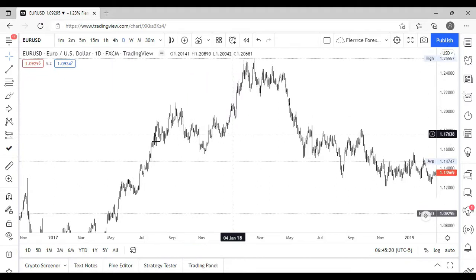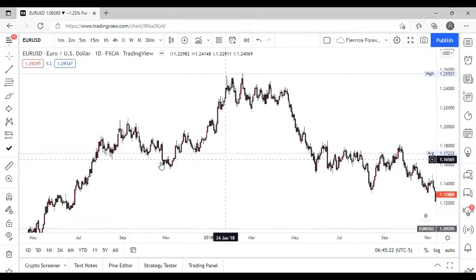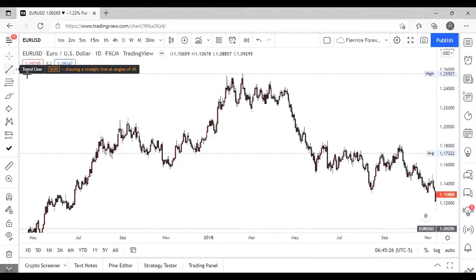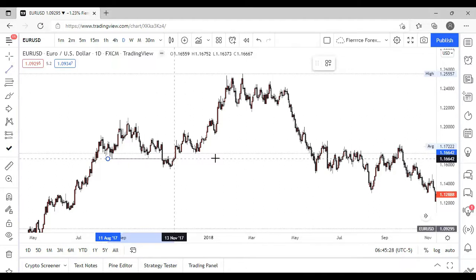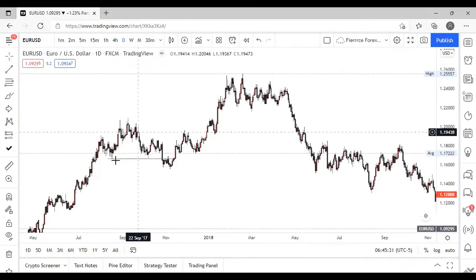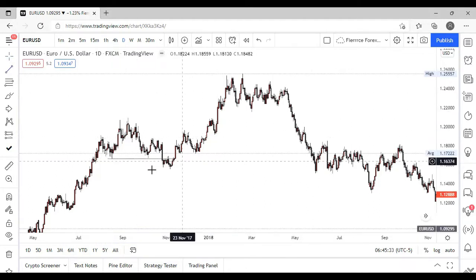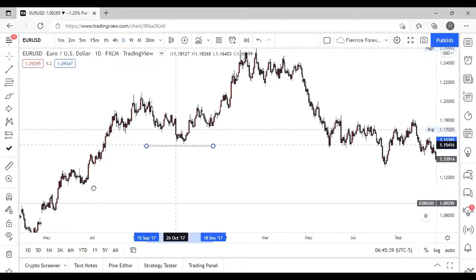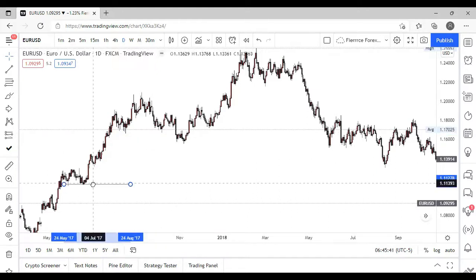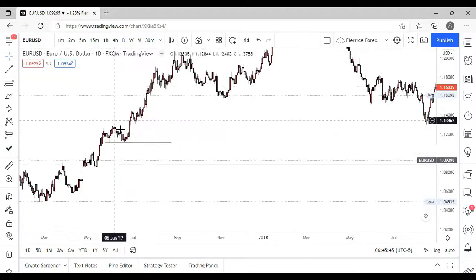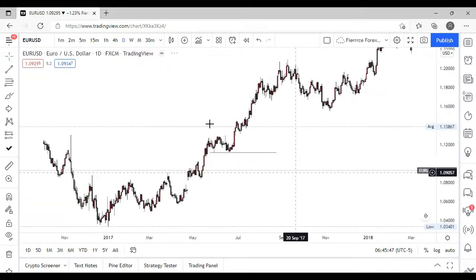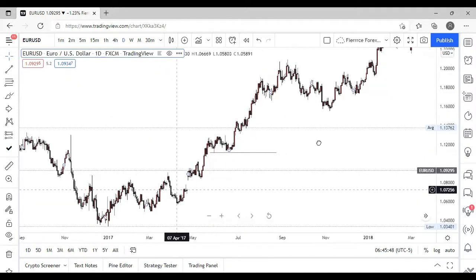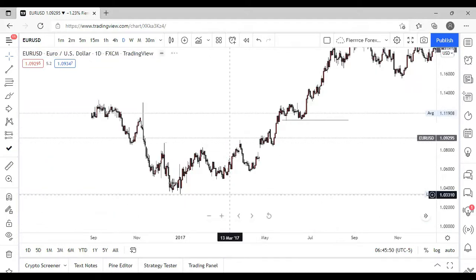Continuation pattern. That's what I'm looking for. So let's see, like this here. Not really. This is just a triangle there and it's pushing up. I'm trying to look for a perfect triangle kind of setup.